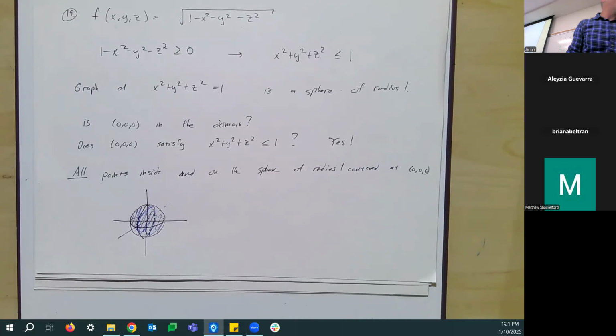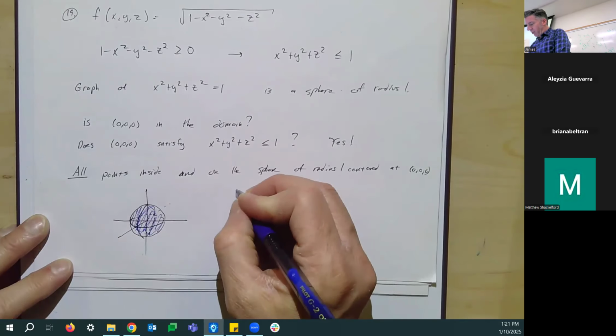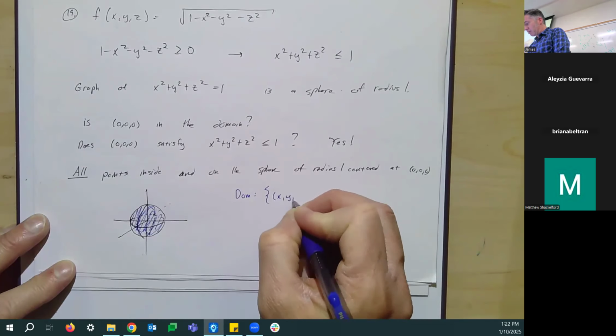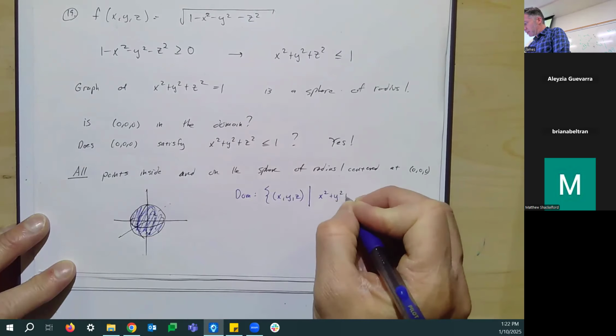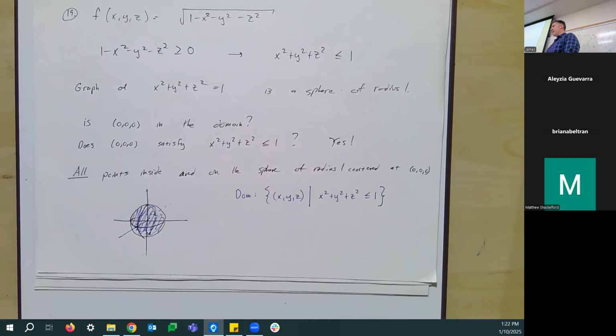The problem says, find and sketch the domain. I guess technically I didn't write the domain. I wrote words, but if I was going to write it, I would write domain as the set of all points (x, y, z) such that x squared plus y squared plus z squared is less than or equal to 1. That's how we would actually write the domain, even though I feel like it doesn't tell us anything extra.